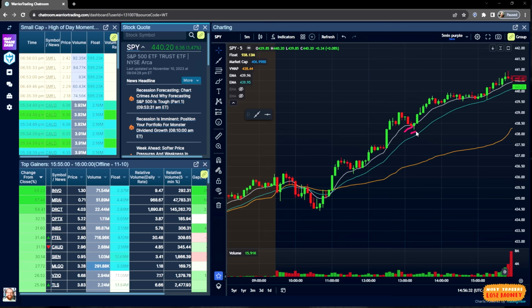So you could see really this held the 9 moving average through this whole stretch of the day. So as long as it doesn't stay below it, I'm bullish and I'm happy to keep holding a position or look to add to the position.